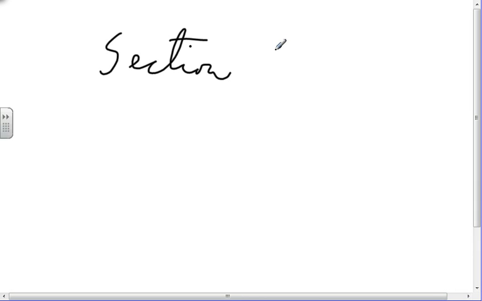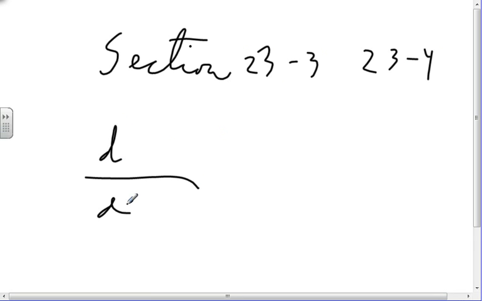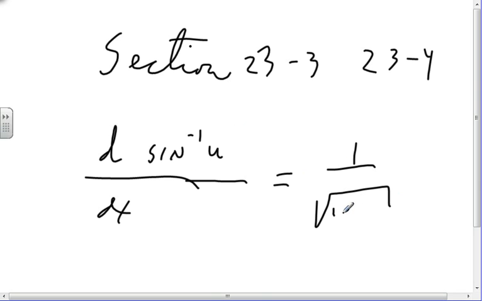Okay, we're going to do section 23.3 and 23.4 today. And in section 23.3 we find that if I were to take the derivative of the arc sine of u, so u could be any complicated function at all, then I'm going to have 1 over the square root of 1 minus u squared du dx.